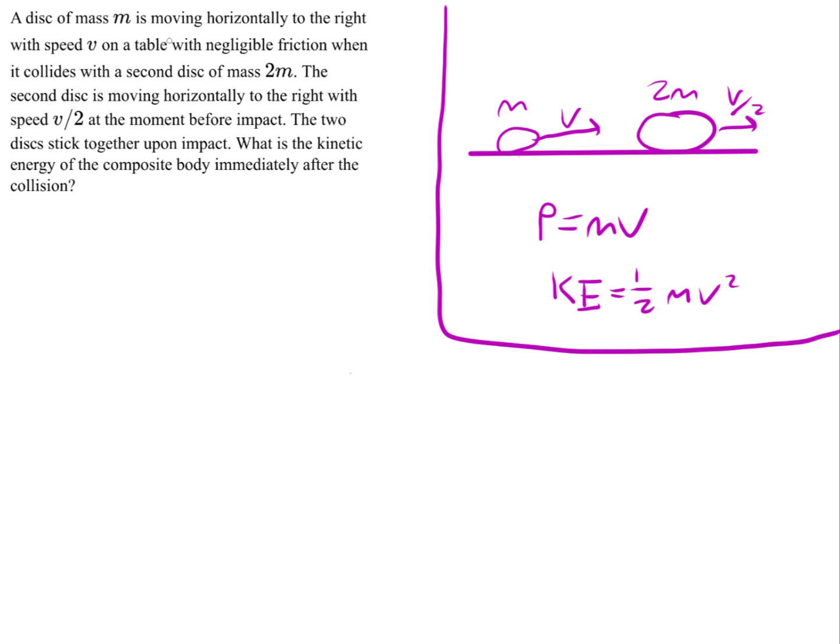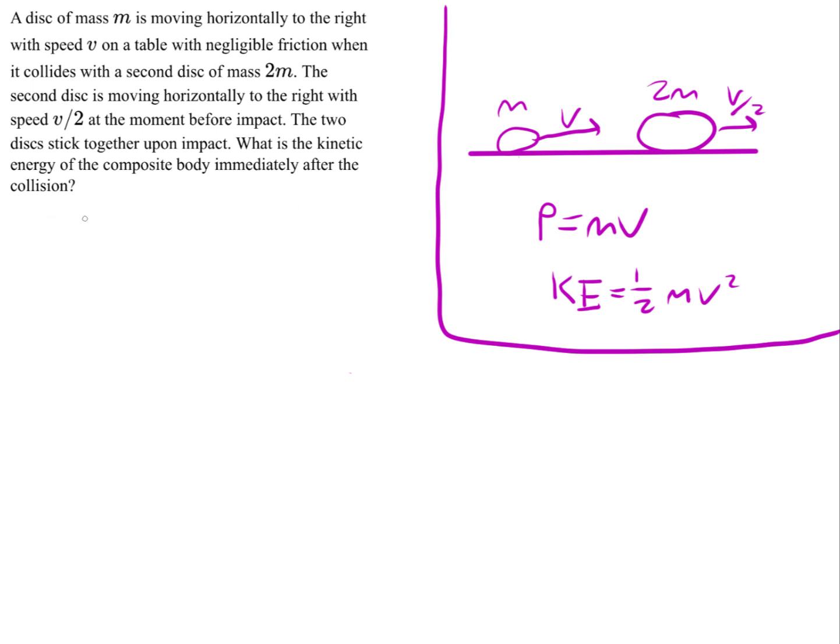A disk of mass m is moving horizontally to the right with speed v on a table with negligible friction when it collides with a second disk of mass 2m. The second disk is moving horizontally to the right with speed v over 2 at the moment before impact. The two disks stick together upon impact. What is the kinetic energy of the composite body immediately after the collision?